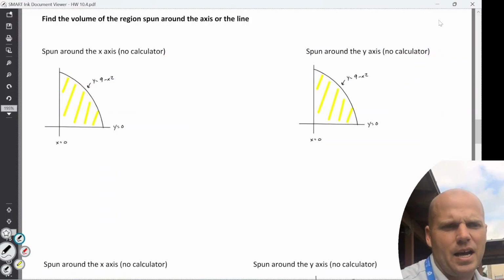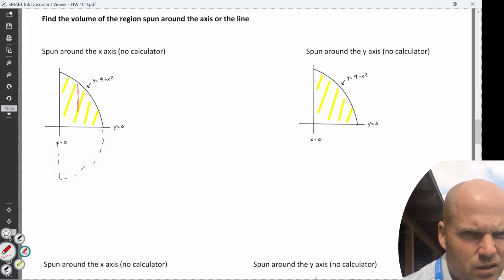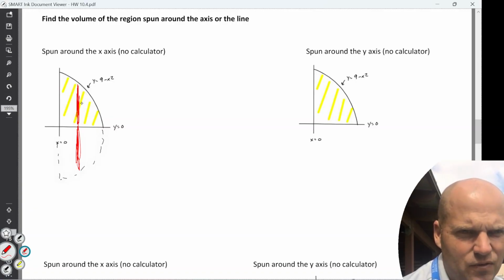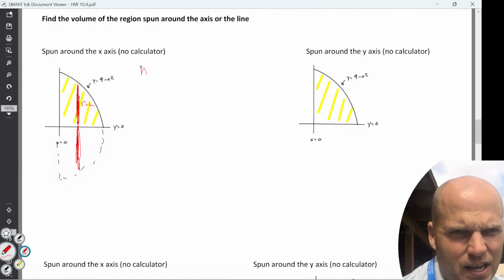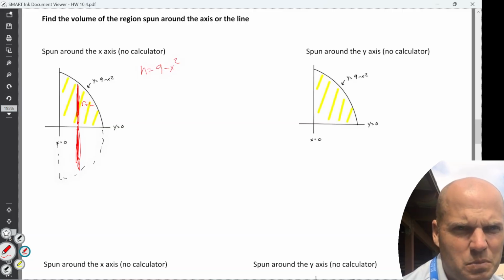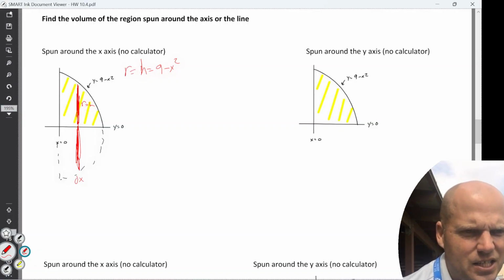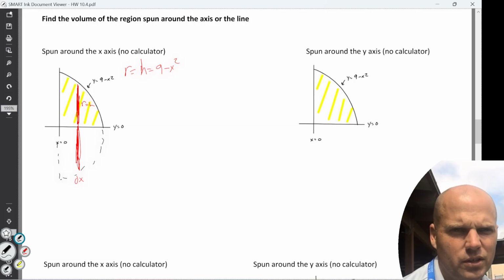Well, the idea behind taking a skinny rectangle and spinning it to create a skinny cylinder is important. We would understand that the radius of said cylinder would be what we've talked about as the height. I would say h, 9 minus x squared, can be considered a radius. We could see that the height is this small x distance, like the depth of the cylinder.